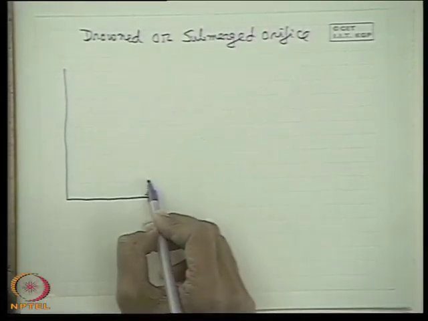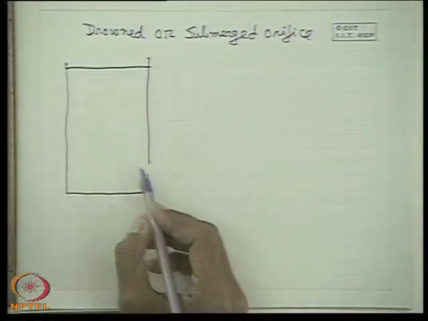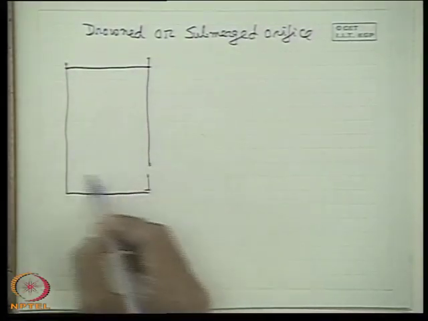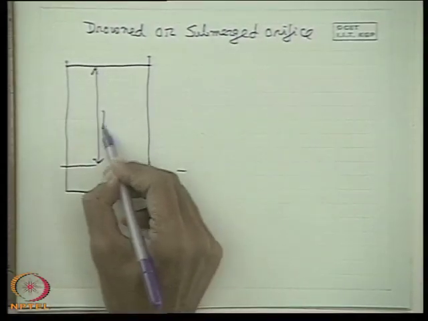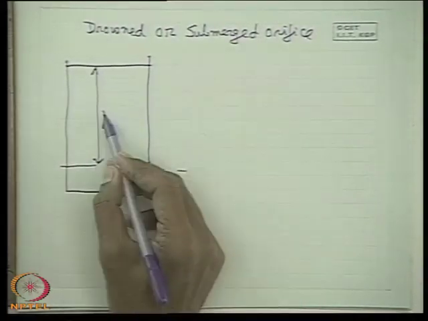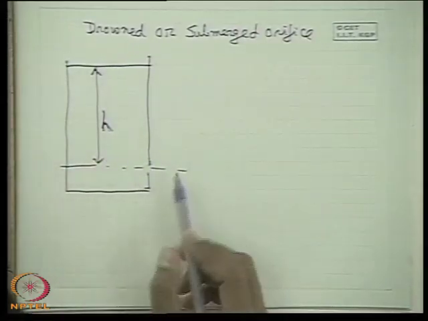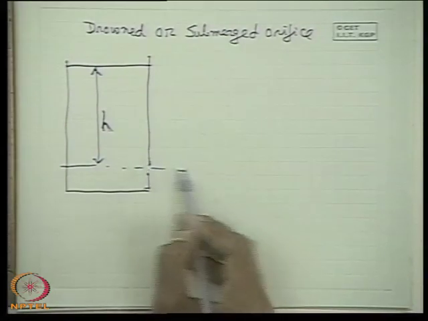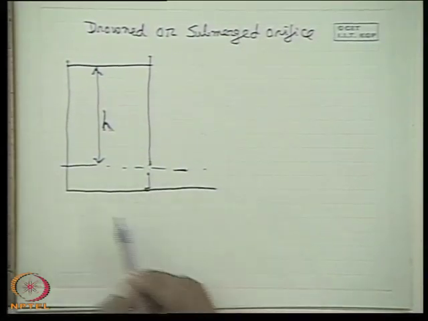Let us consider a very small orifice compared to the head which is above the orifice. So from any point the head is h, so better we represent it from the axis. That means the height of the orifice or the area of the orifice is very small compared to this height, small orifice. Drowned orifice means that the orifice does not discharge into atmosphere, it discharges into another water vessel.